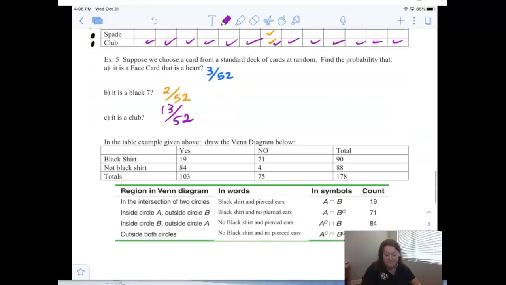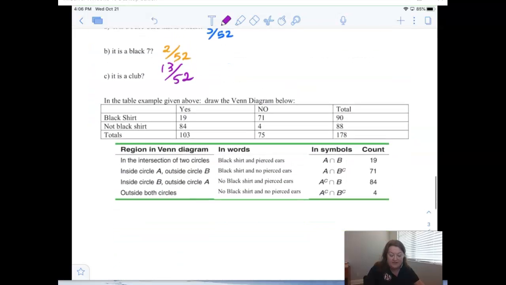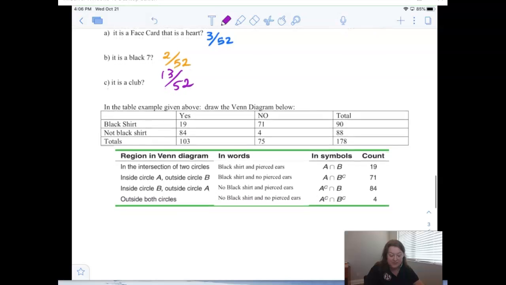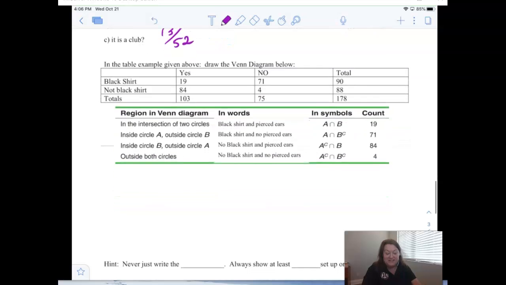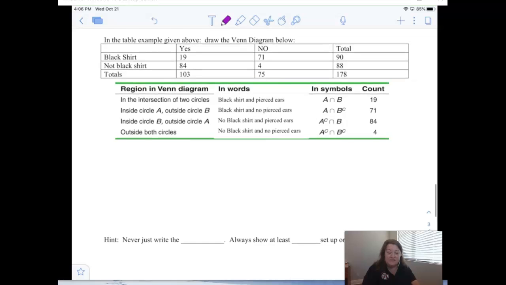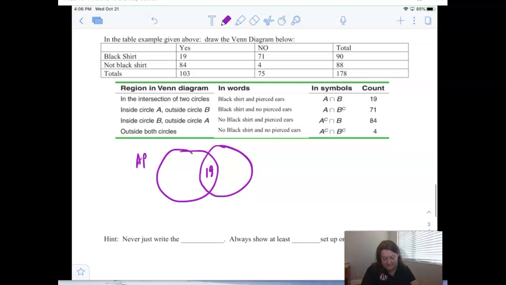Next one, let's keep going. In the table given above, draw the Venn diagram below. So this is that black shirt one that we just did and we already drew it, right? So let's go see if we can get this one to match up. And here are the symbols for each one of the parts again. So remember, the first thing I always do when I draw things is I always try to fill in the overlap first. So that's the 19. Okay, and then this one is going to be event, let's see, what did we call each one of them? So A was the pierced ears, and B was the black shirt.